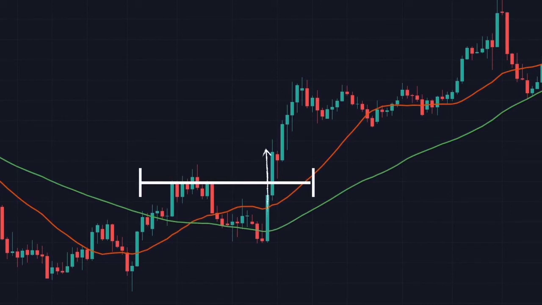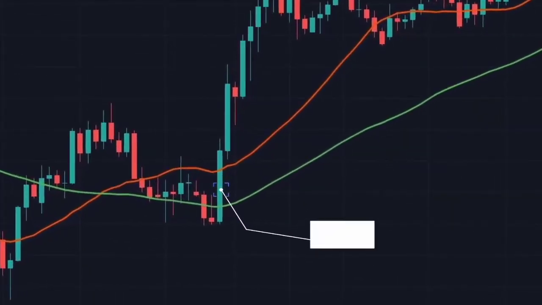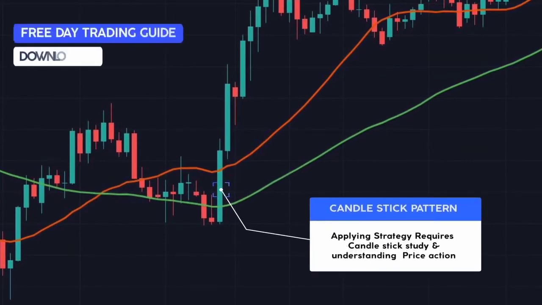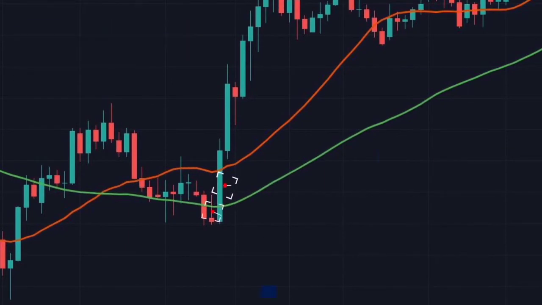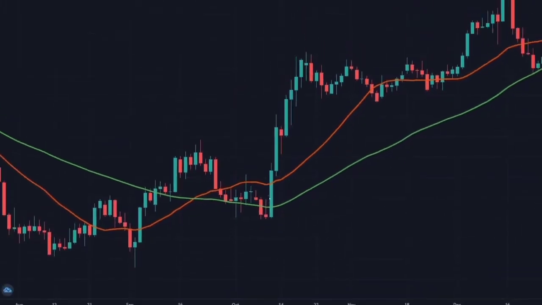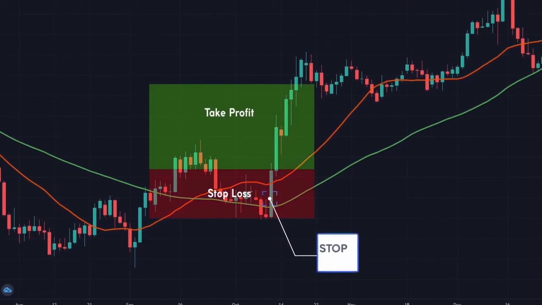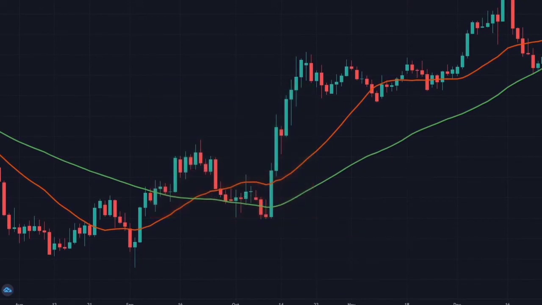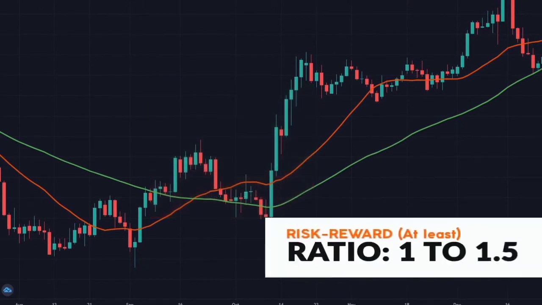As you can see, applying this strategy requires knowledge of candlestick patterns and understanding price action. These are covered in our free day trading guide, so make sure to download a copy via the link in the description. Patterns such as engulfing candles and pin bars are also ideal as an entry trigger. Now regarding your stops, we will logically set our stops above or below the dynamic support and resistance levels, depending on the direction we are taking. As for your target, it is good to aim for at least a risk-reward ratio of 1 to 1.5 so that you have the best chance of making money with this strategy.